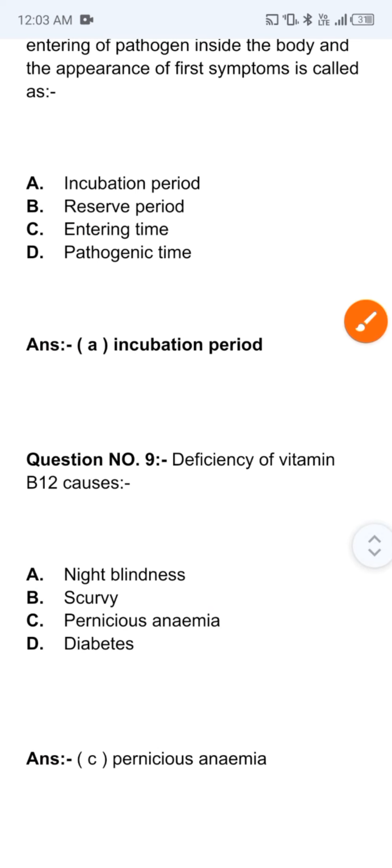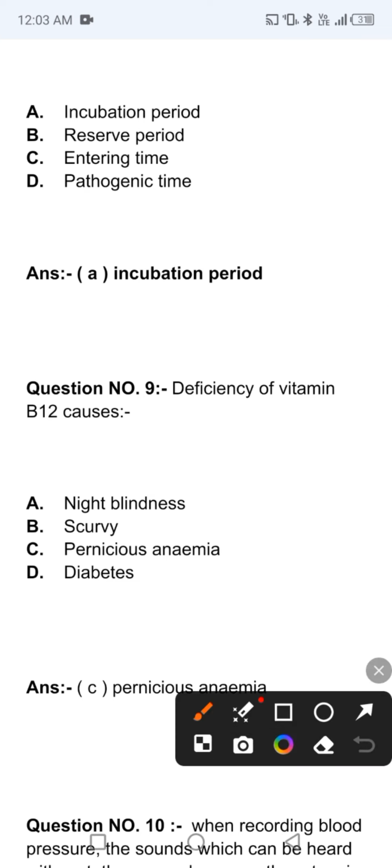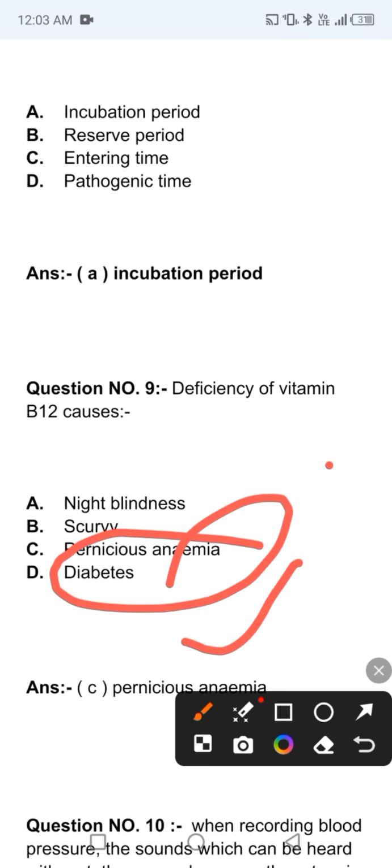Now move on. Question number 9: Deficiency of vitamin B12 causes? And here are the options: option A, night blindness; option B, scurvy; option C, pernicious anemia; and option D, diabetes. And the correct answer is pernicious anemia.